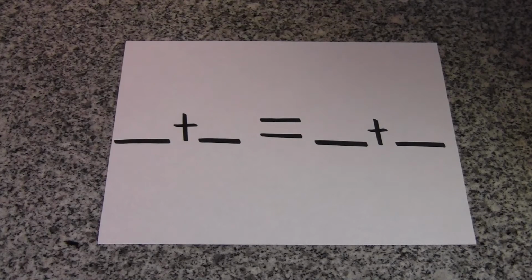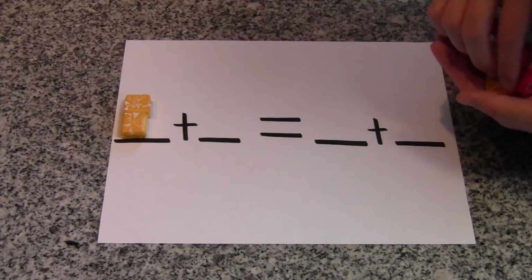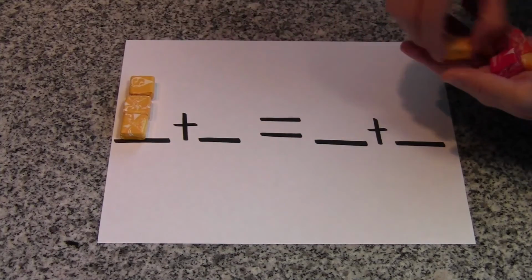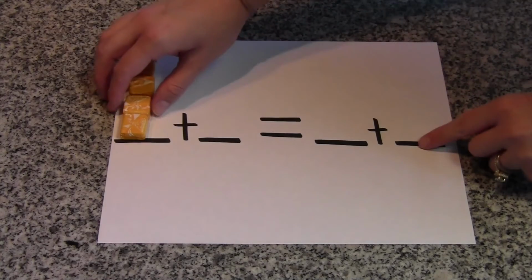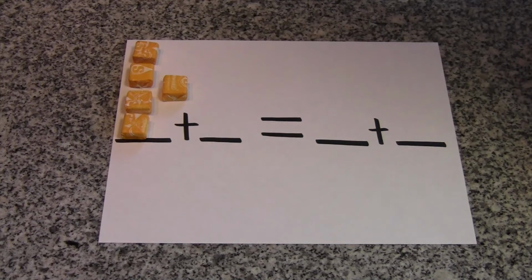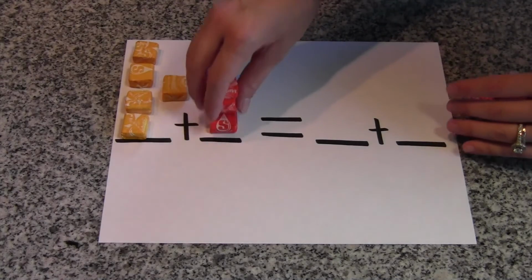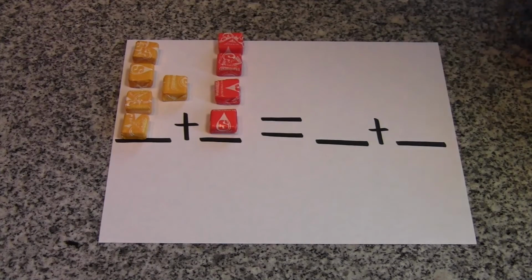So like I said, our equation is 5 plus 4 equals what plus 1? So let's go ahead and set up number 1. I have Starburst, so I'm going to put 5 Starburst, 1, 2, 3, 4, 5. I might space these out just a little bit so you can see it better. So 5 Starburst plus 4 more Starburst. 1, 2, 3, 4 equals what plus 1?